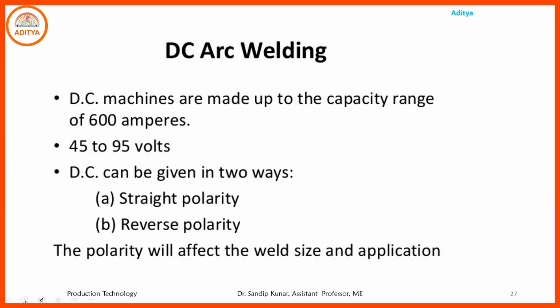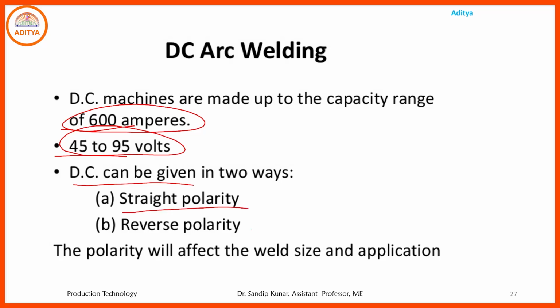In case of DC current, generally the current range is near about 600 amperes and 45 to 95 volts are used. In case of DC, straight polarity and reverse polarity can be provided. The polarity will affect the size and applications, which means as per our requirement, we use straight polarity and reverse polarity. In the latest machines, the DC power supply also automatically changes the straight polarity and reverse polarity.